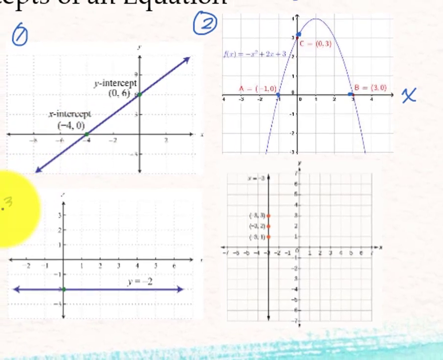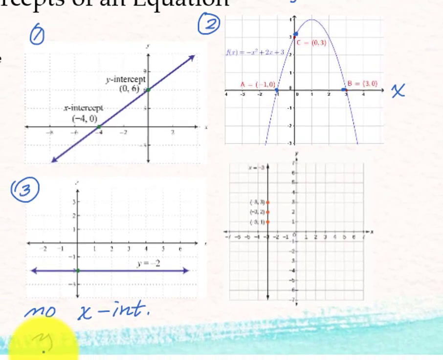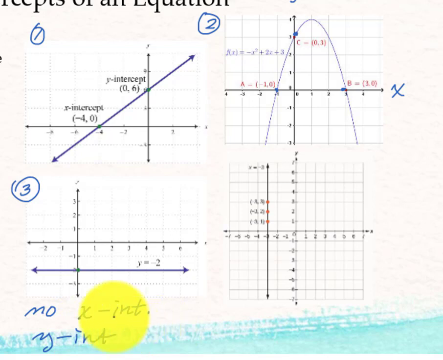In graph number 3, we have a horizontal line. And notice this particular horizontal line will never touch the x-axis because they're parallel to each other. So we have no x-intercept, but the y-intercept is going to be at (0, -2). And only that one ordered pair.